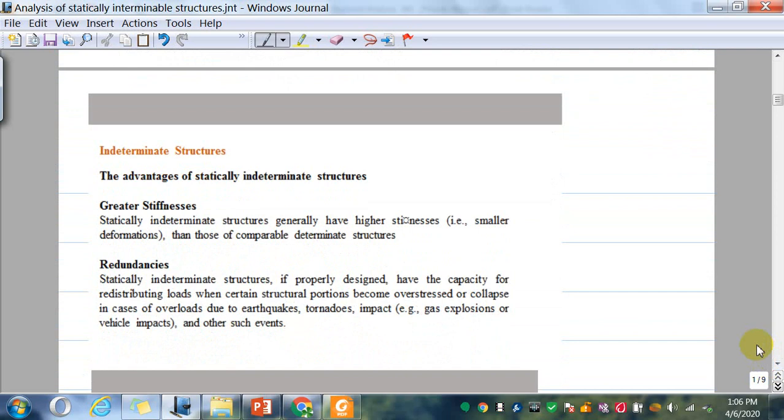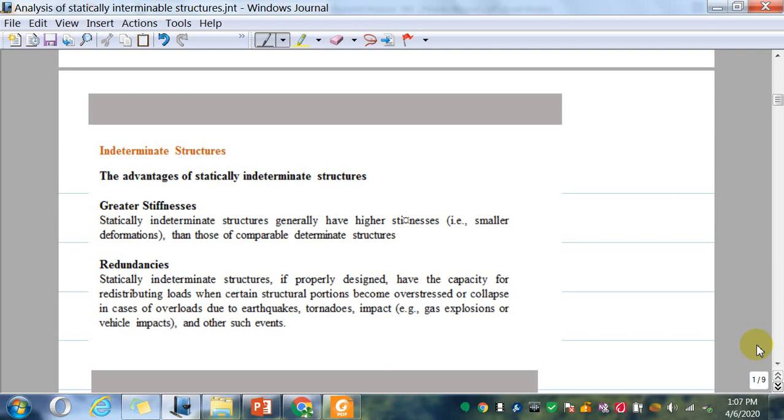Some more advantages of statically indeterminate structures are greater stiffness. We have seen that the deformation is low when you have fixed support conditions and when the structure is statically indeterminate, and when there are redundancies. This is something I mentioned earlier: if you have only the bare minimum supports, when a support fails, the entire structure could fail. But in a statically indeterminate structure, there are redundant supports.